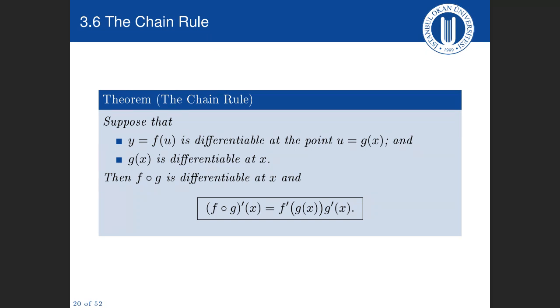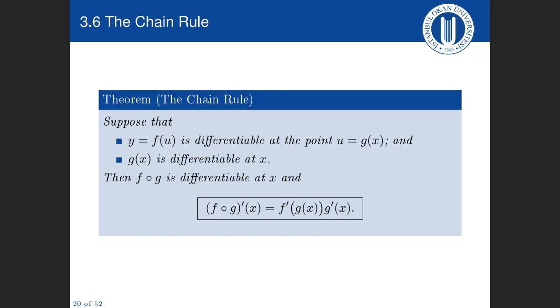Suppose that y is equal to f of u is differentiable at the point u, which is g of x, and let's suppose g of x is differentiable at x. So we have a differentiable function of a differentiable function. Then f composed with g is differentiable at x, and we have a formula which tells us how to calculate its derivative. The derivative of f composed with g at x is f prime at g of x multiplied by g prime at x.